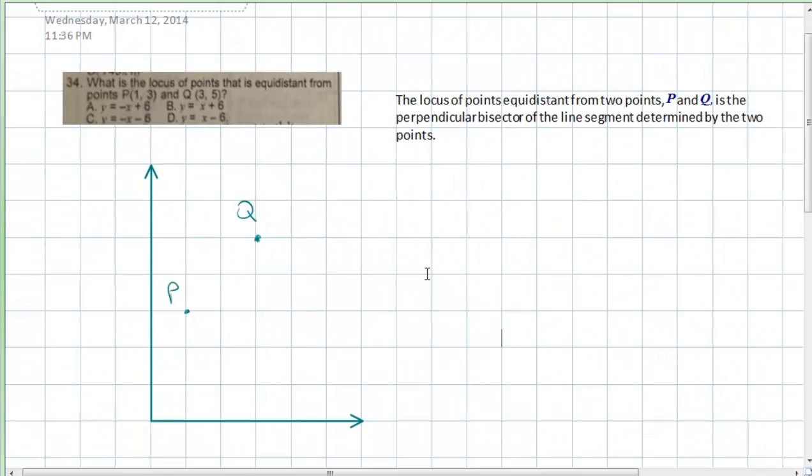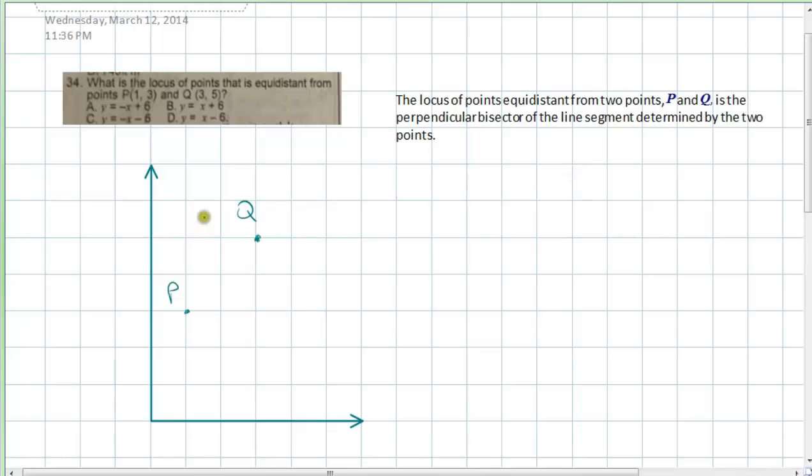Question 34 asks, what is the locus of points that is equidistant from points P(1, 3) and Q(3, 5)? So I've drawn us a diagram to help understand what it is that they're asking about. And I've also given the formal definition. The locus of points equidistant from 2 points P and Q is the perpendicular bisector of the line segment determined by the 2 points.